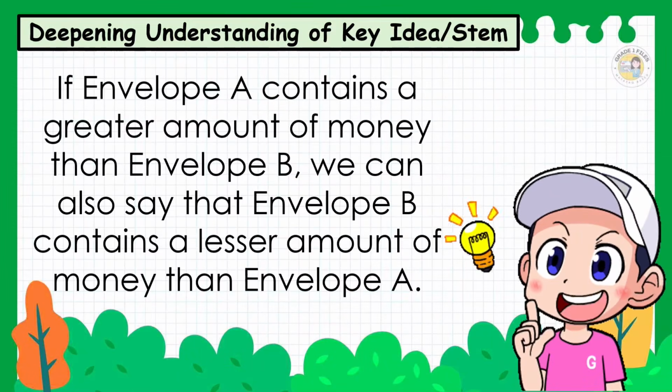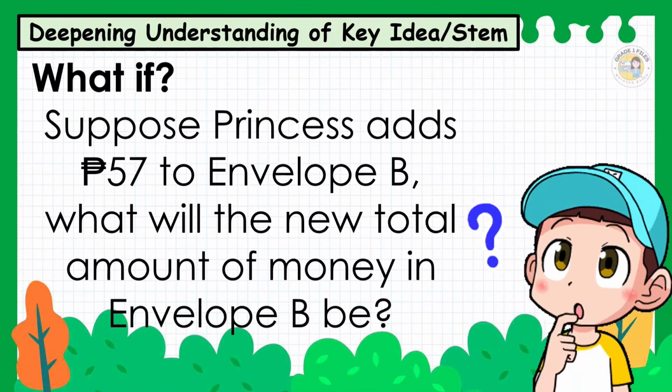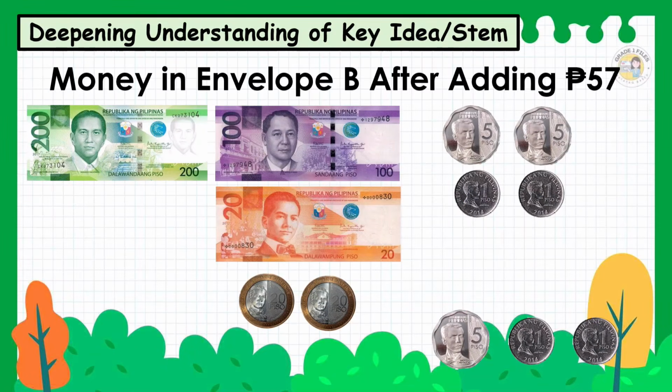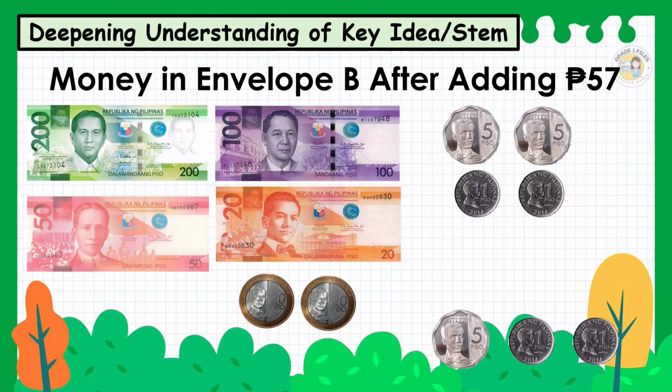If envelope A contains a greater amount of money than envelope B, we can also say that envelope B contains a lesser amount of money than envelope A. Suppose Princess adds 57 pesos to envelope B. What will be the new total amount of money in envelope B? This is the money in envelope B after adding 57 pesos.